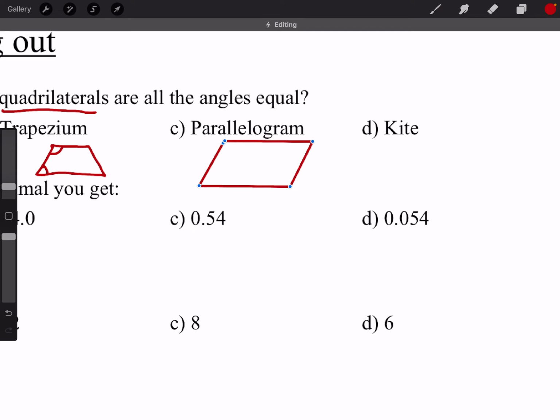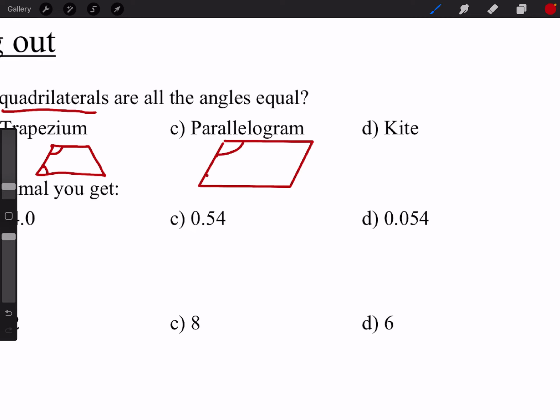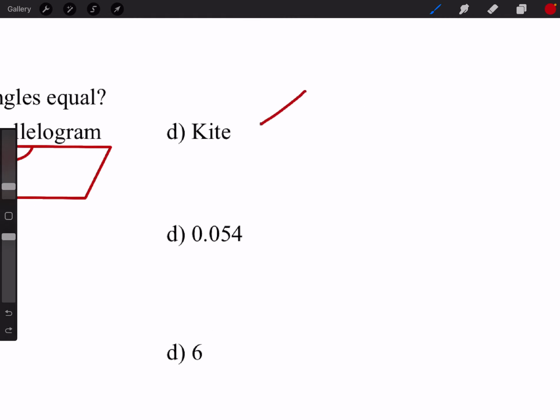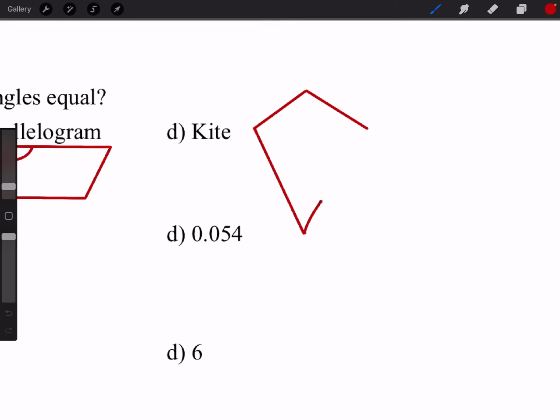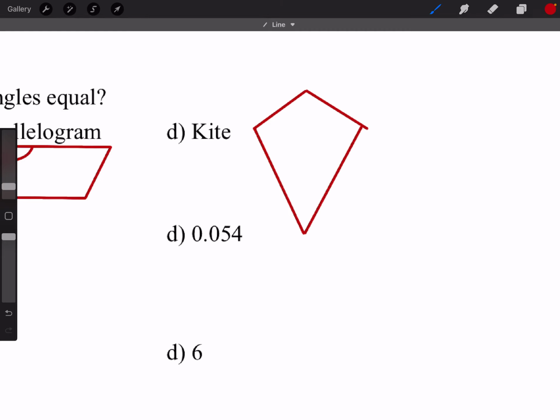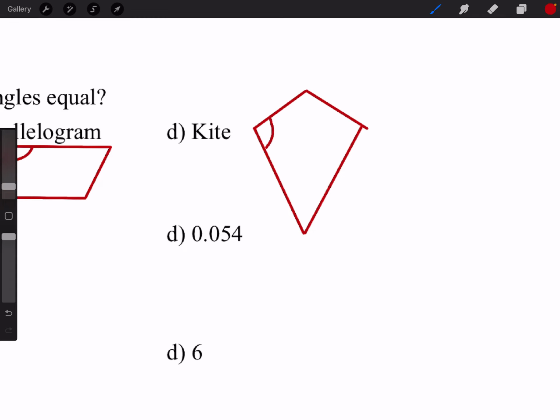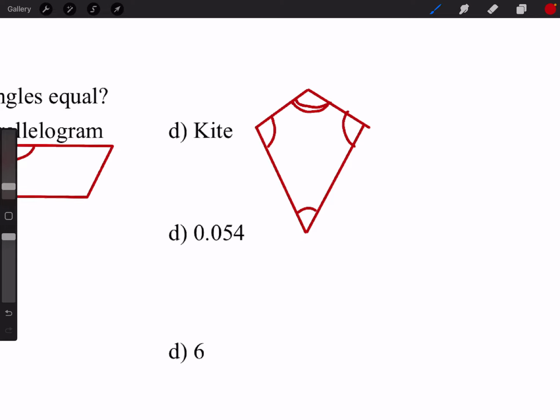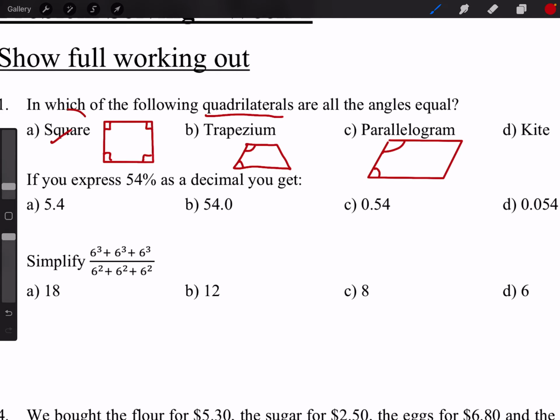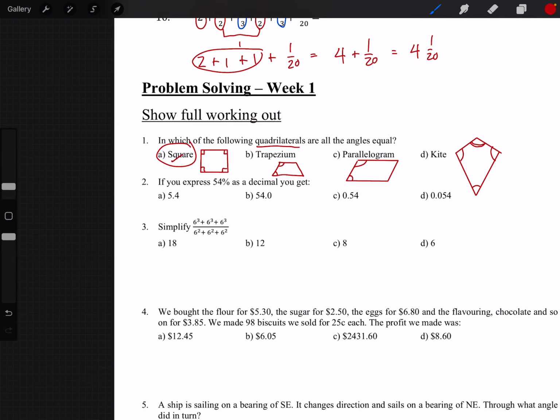Something like that. Alright, so obviously this is obtuse and this is acute. They're not even equal. Kite. Kite looks like... let me see if I can draw a kite. Alright. Kite looks something like this. Okay. Now these two angles, I think, yeah, these two angles are equal to each other. These two angles are not equal to each other. So not all of them are equal. So therefore the only one is a square that has all the angles equal.